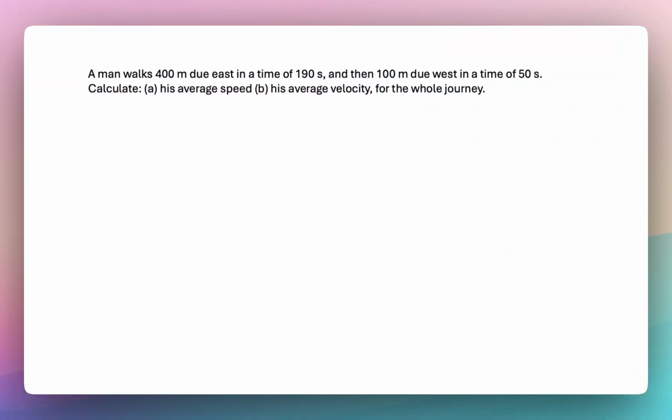A man walks 400 meter due east in a time of 190 seconds and then 100 meter due west in 50 seconds. Okay, so we'll always draw a diagram. So we're going to start from A, we'll walk 400 meter, okay, 400 meter towards east. So like this, and time it took is 190 seconds. This is in meter, this is in second, that's fine.